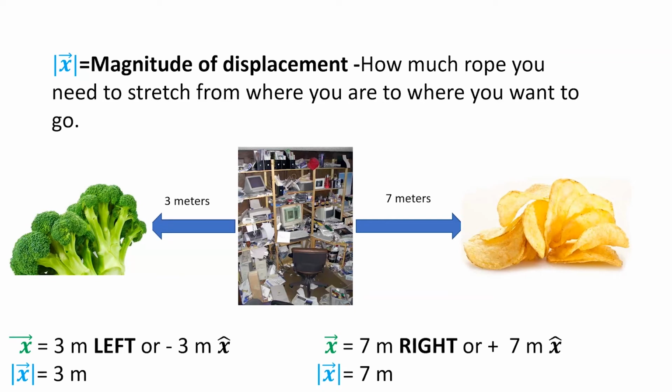So going back to our example, if you go for the broccoli, that's 3 meters to the left, the magnitude of your displacement is 3. You don't care about left, you don't care about negative, it's 3. You need 3 meters of rope to stretch between them. On the other hand, if you go to the potato chips, you need 7 meters of rope. So the magnitude of your displacement is 7 meters.